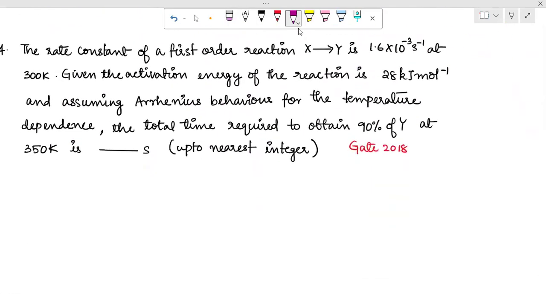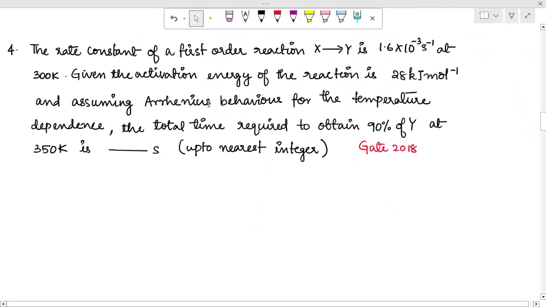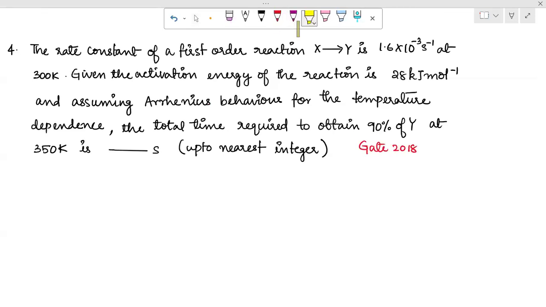Next question. The rate constant of a first order reaction, X giving Y, is given at 300 Kelvin. Okay, I made a mistake while solving this problem, so pay attention. Given the activation energy of the reaction is 28 kilojoules per mole, and assuming Arrhenius behavior for the temperature dependence, the total time which is required to obtain 90% of Y at 350 Kelvin is.